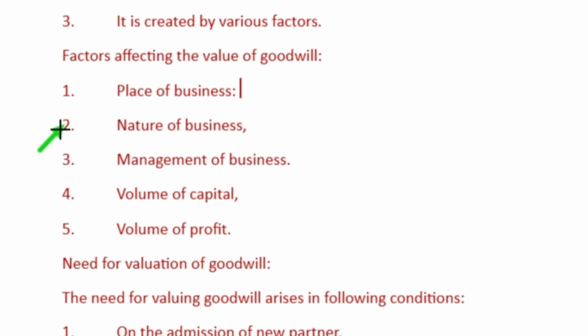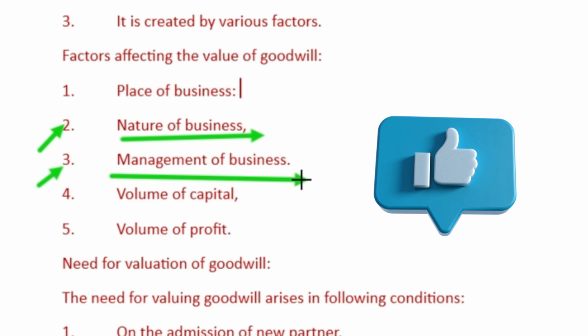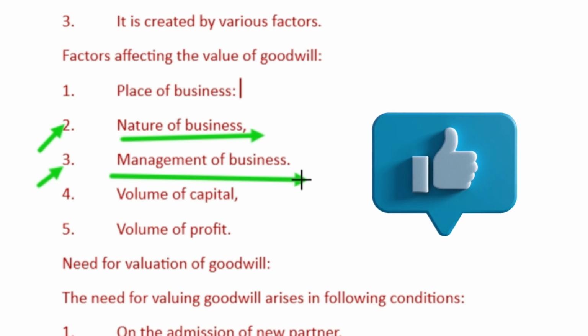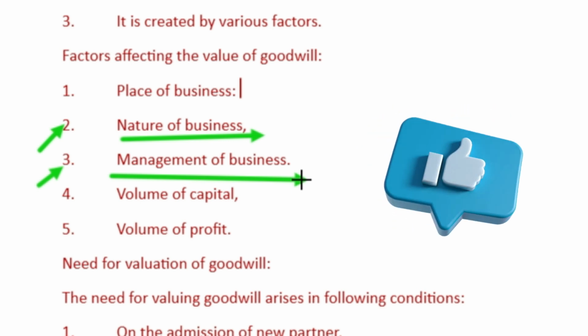The next point is the nature of business. The nature of the business also affects its value of goodwill. If the business deals in necessary goods, or it has a monopolistic type of business like KFC or Pizza, where the risk is less, then its value of goodwill will be more as compared to other businesses which have no such characteristics. Management of business: the ability and skill of its employees and management influence the increase in the value of goodwill.